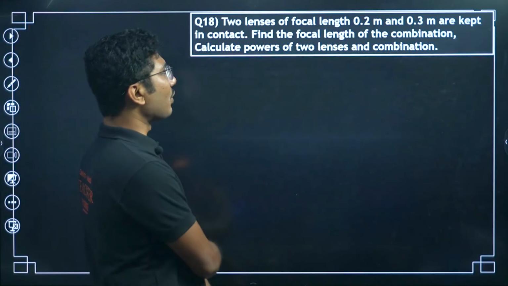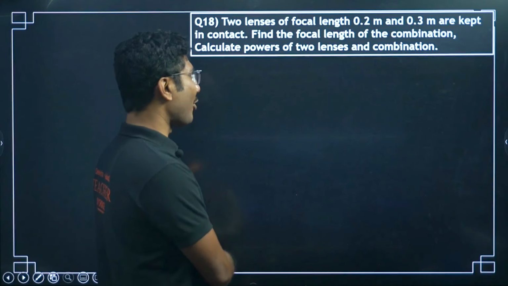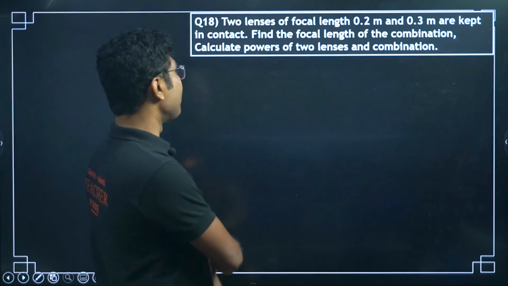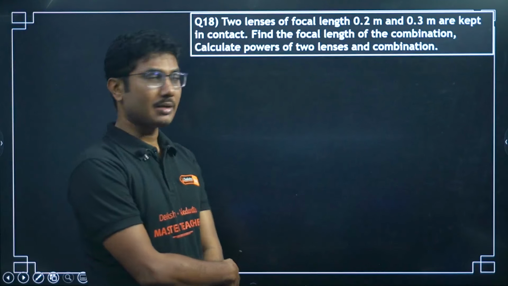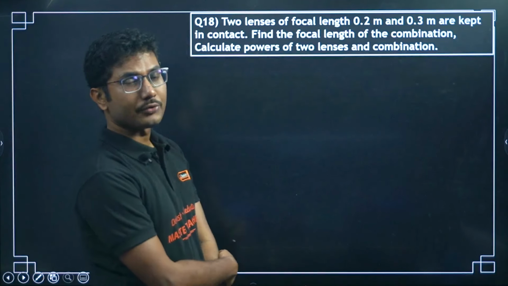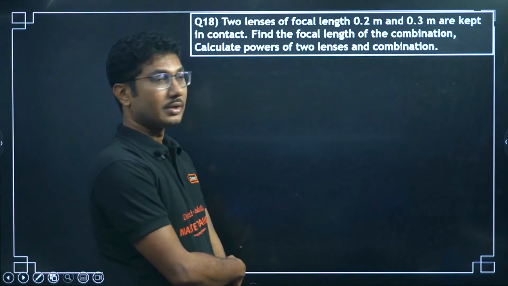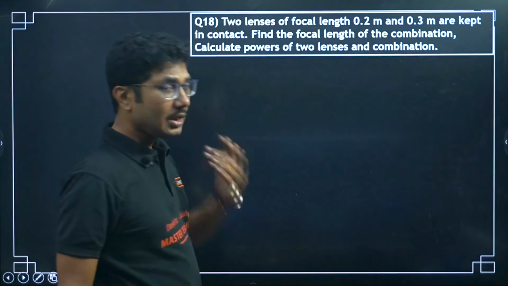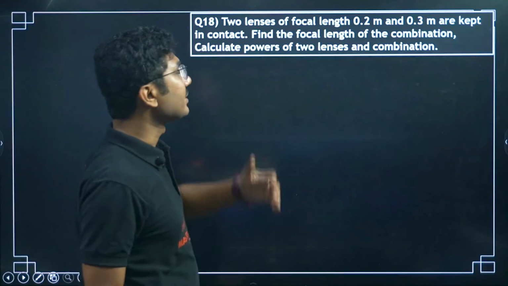Two lenses of focal lengths 0.2 meter and 0.3 meter are kept in contact. Find the focal length of the combination, calculate the powers of the two lenses and the combination. This is a very, very popular question in midterm physics paper. This is the last question of the chapter, last question of the session.